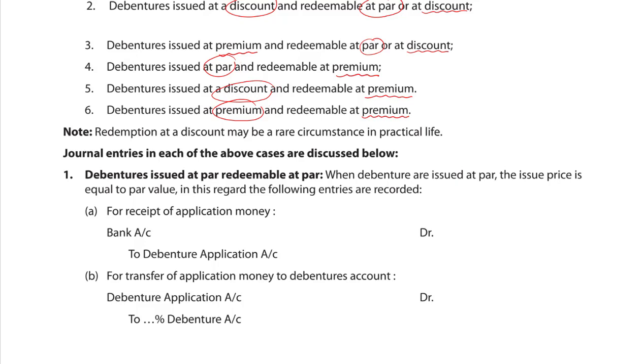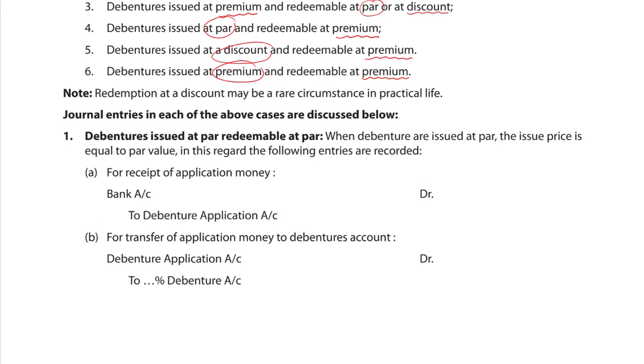Note: redemption at a discount may be a rare circumstance in practical life. Journal entries in each of the above cases are discussed below. Debentures issued at par, redeemable at par. When debentures are issued at par, the issue price is equal to the par value. In this regard, the following entries are recorded. For receipt of application money, bank account debit to debenture application. For transfer of application money to debenture account, debenture application account debit to debenture account.